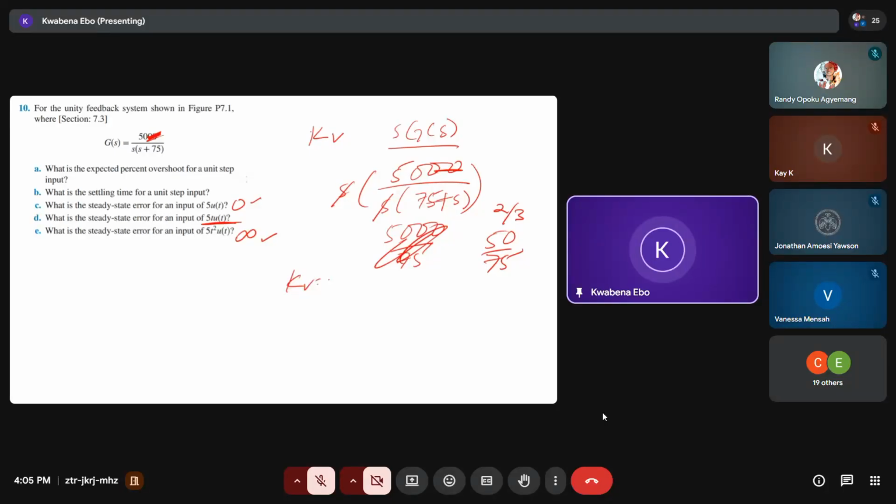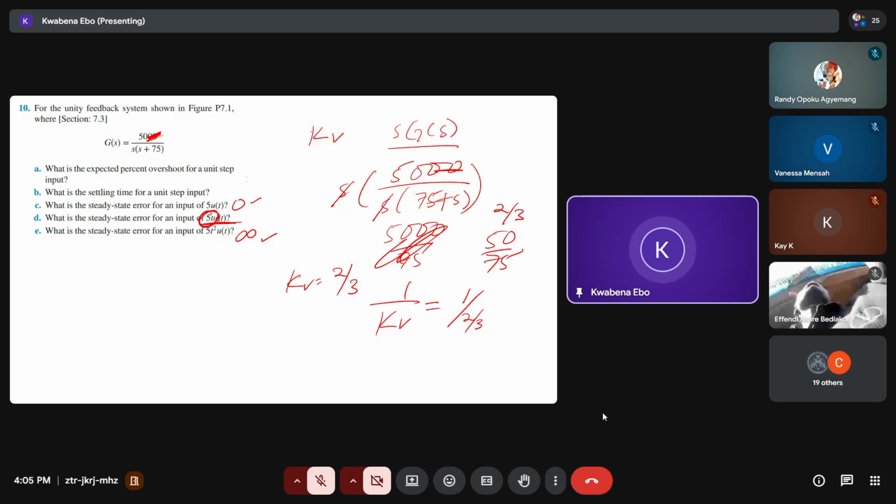But it's not Kv we need, it's the error. And the error is 1 over Kv. Sorry, not 1, here it is 5. So it will be 5 over Kv, so 5 over 2 over 3, which will give us 15 over 2, equals 7.5 units. Since we are not given any units, it's good to just write units there, because sometimes the error will be in a voltage, a current, or any other system. Please, are we all okay with this?